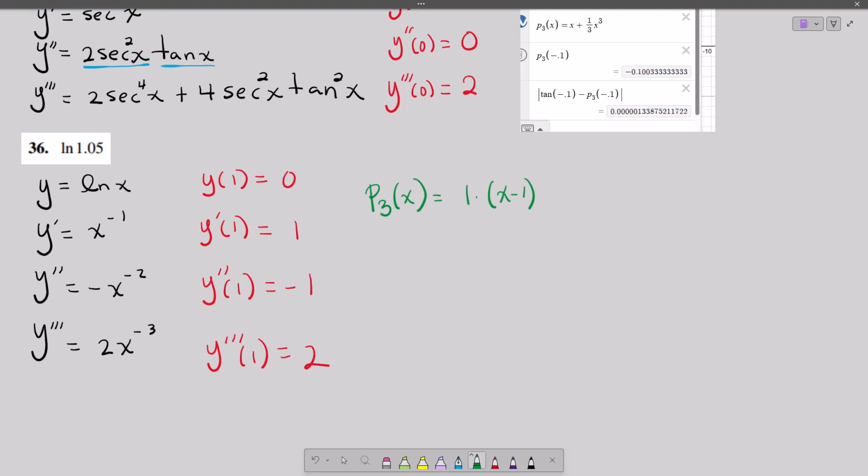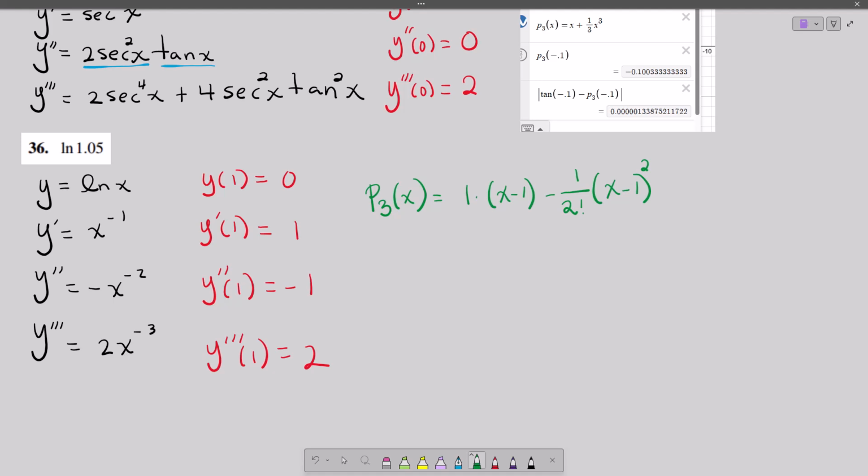So that is the tangent line right there. That is the best linear approximation. And then we go to the second derivative, minus 1. Here we have to divide by 2 factorial. And then it's going to be x minus 1 squared. There is your best quadratic approximation.